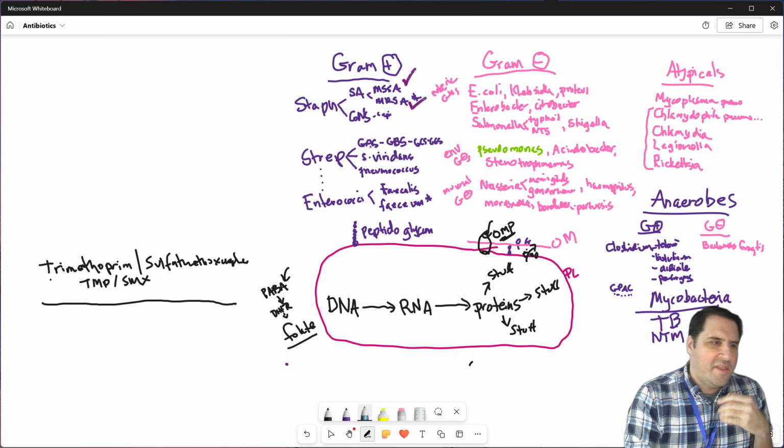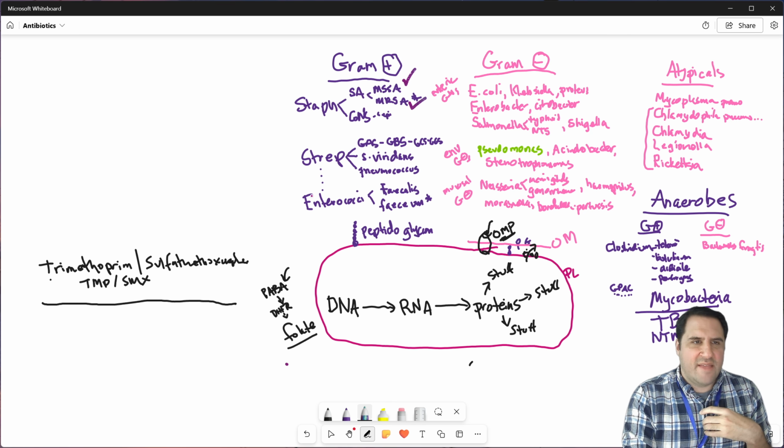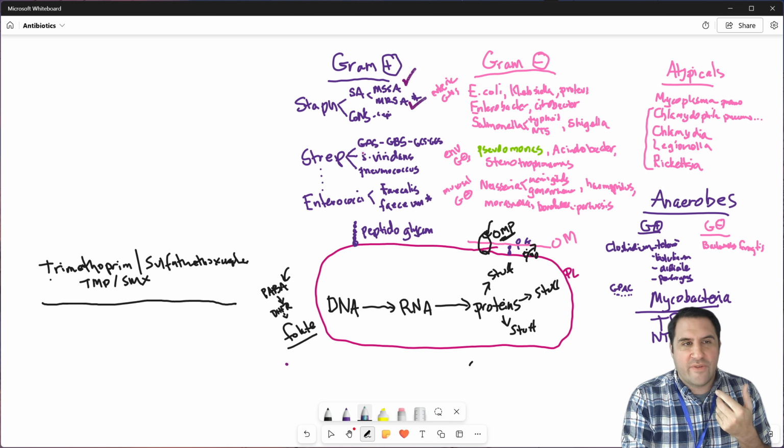But it turns out that one of the interesting things about the media is that it had a lot of free thymidine in it. And when you have a lot of free thymidine, the group A strep was able to confiscate or co-opt that and utilize it in its biosynthetic pathway and get around the inhibition brought about by the trimethoprim sulfa. It was able to incorporate it and derive other nucleotides from it.